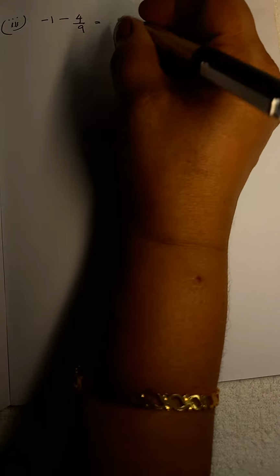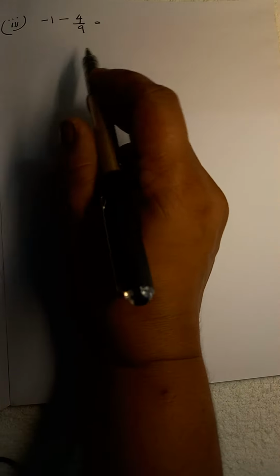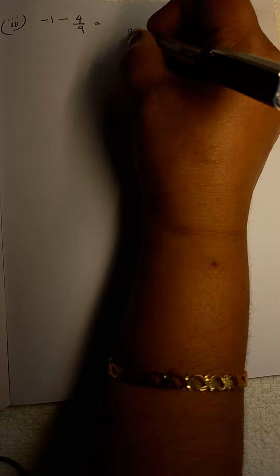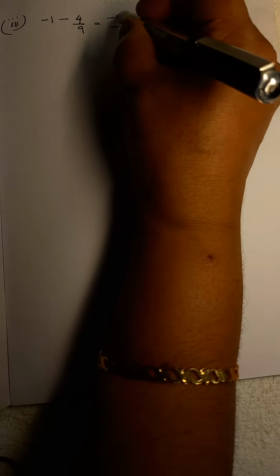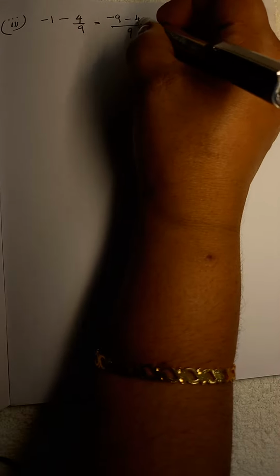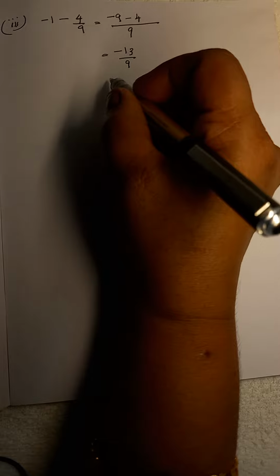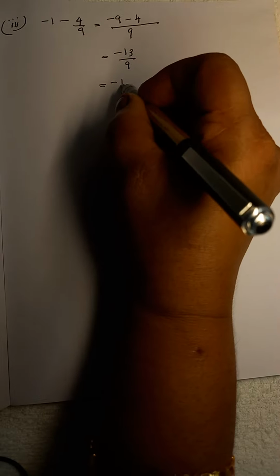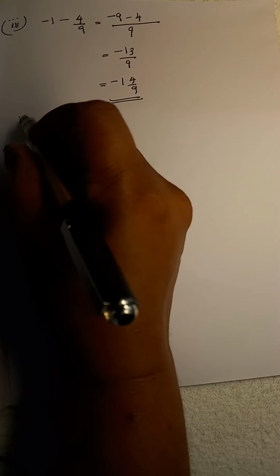Now the third question is minus 1 minus 4 by 9. Here actually this minus 1 means minus 1 by 1, and we can take LCM of 9 and 1 like that. But in order to do it faster, we can write like this. Take the LCM as 9, then 9 into minus 1 is minus 9, then just write minus 4. This is equal to minus 13 by 9. That is minus 1 and 4 by 9.